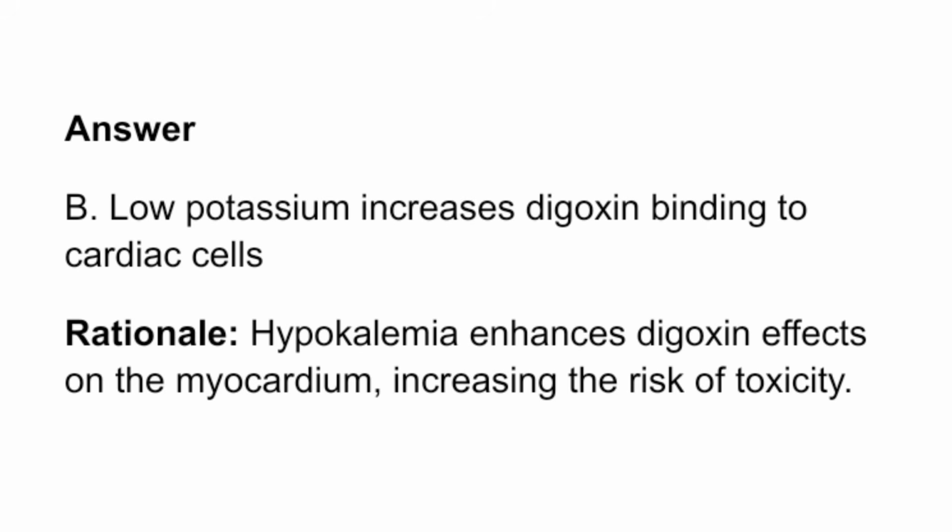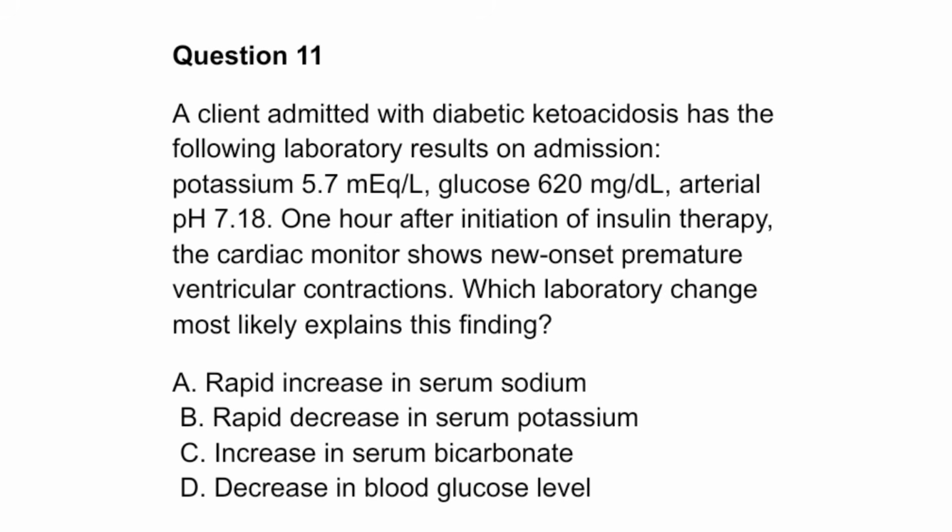Answer. B. Low potassium increases digoxin binding to cardiac cells. Rationale. Hypokalemia enhances digoxin effects on the myocardium, increasing the risk of toxicity. Question 11. A client admitted with diabetic ketoacidosis has the following laboratory results on admission.